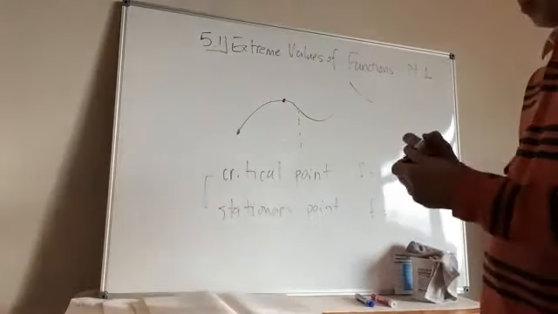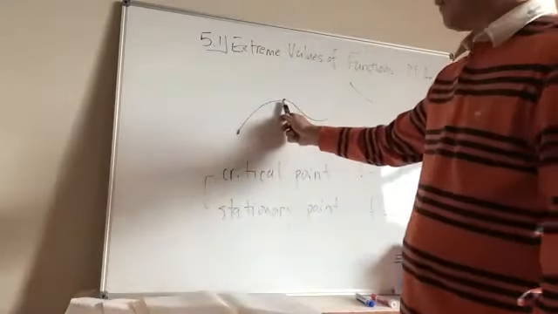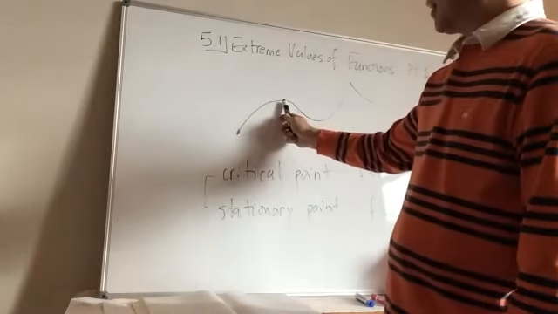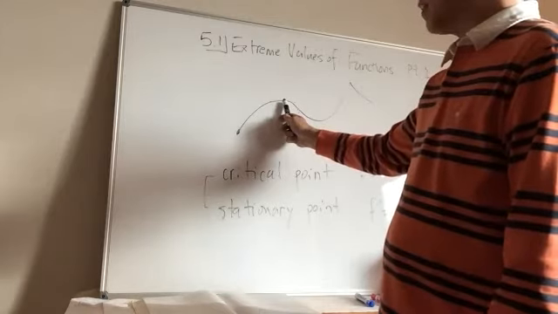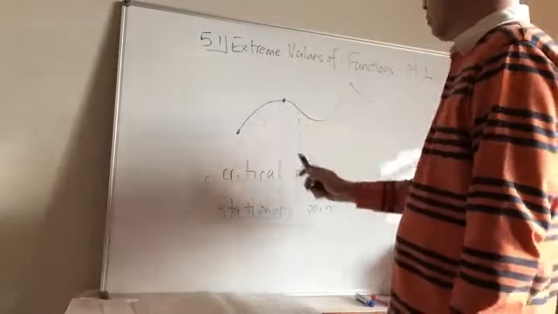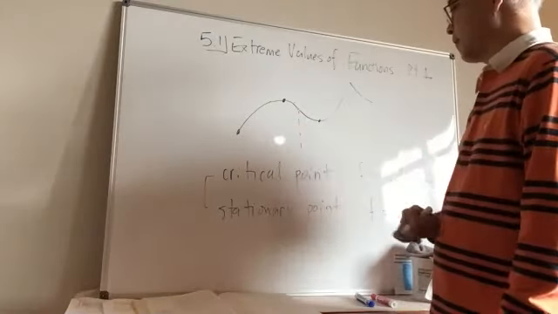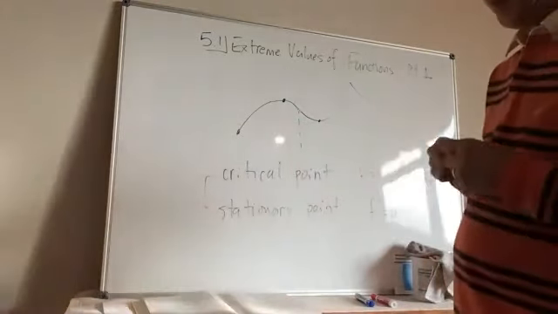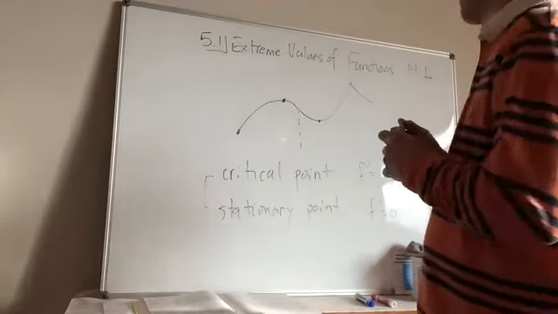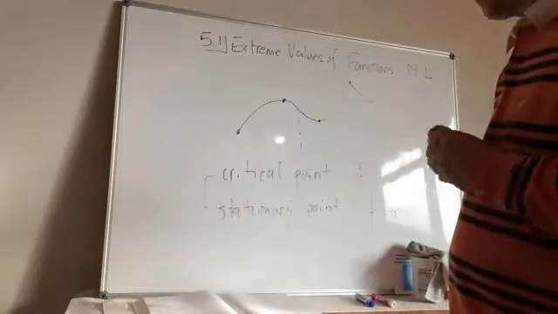So this, is it a critical point or a stationary point? Both, right? Because f prime is equal to 0, correct? So it's a critical point and a stationary point. What about the point down here? Is that a critical point or a stationary point? Both again. What about the point up here? Both again.